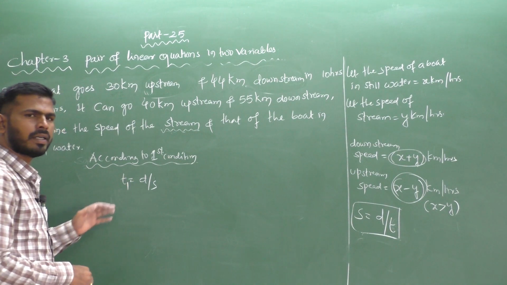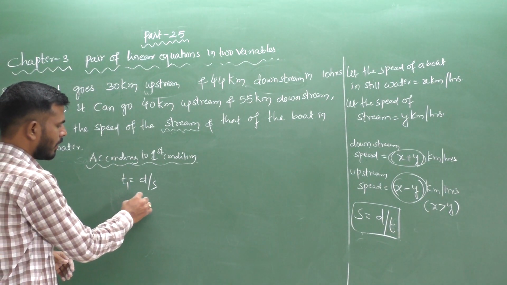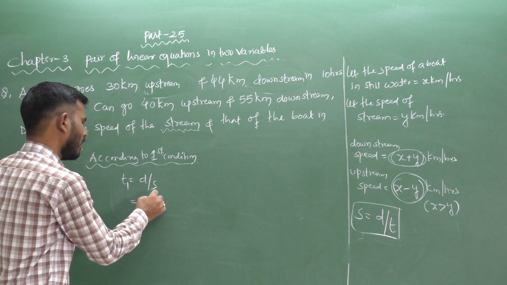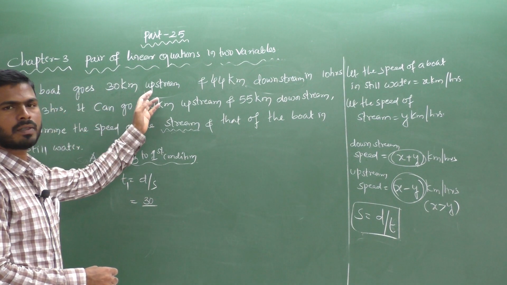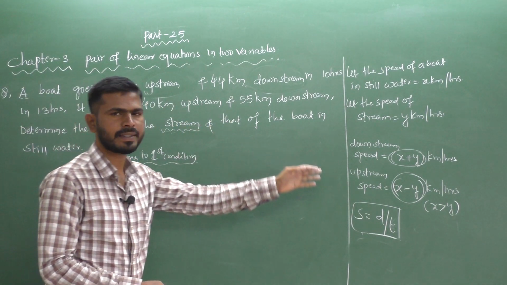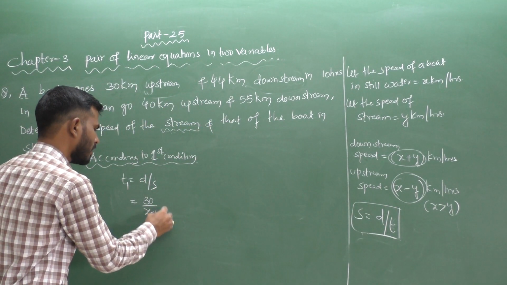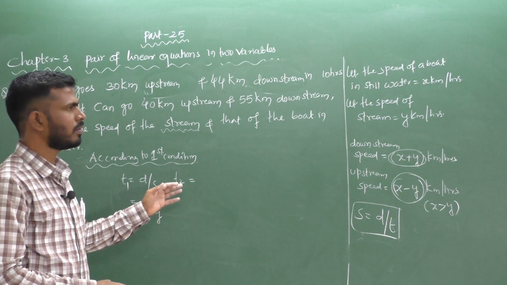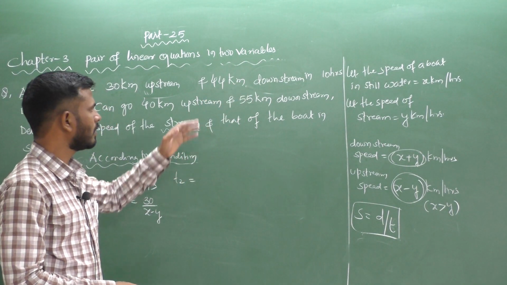So this is T1. T1 equal to distance. Distance is how much? 30 km. Speed, which speed is given? Upstream. Upstream means x minus y. Next you have to take T2, same, that is 10 hours.